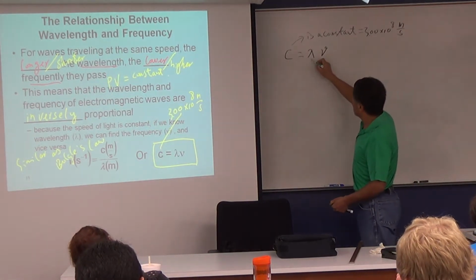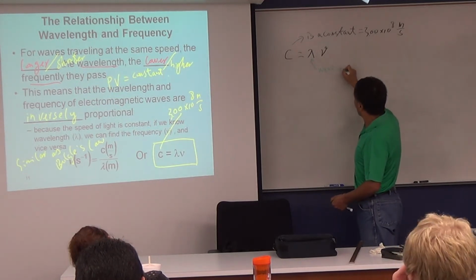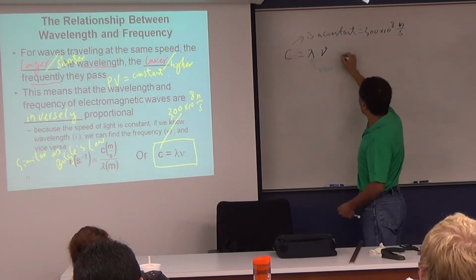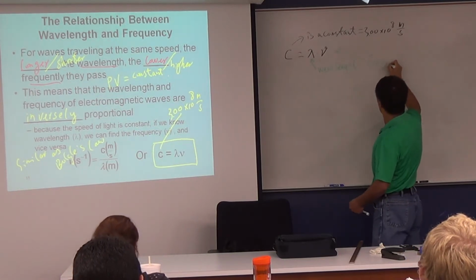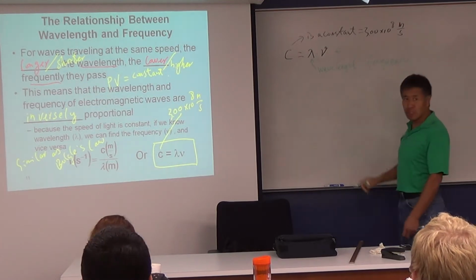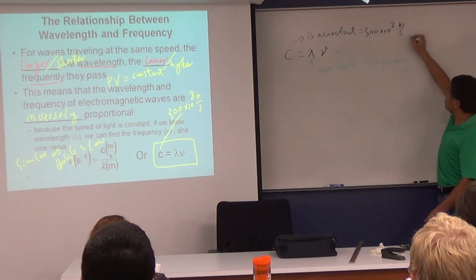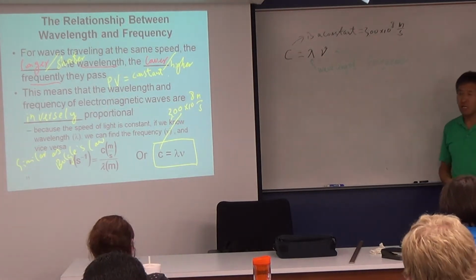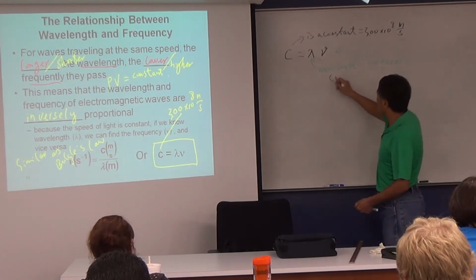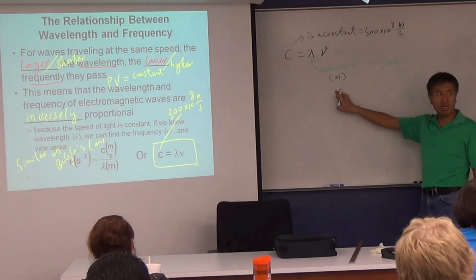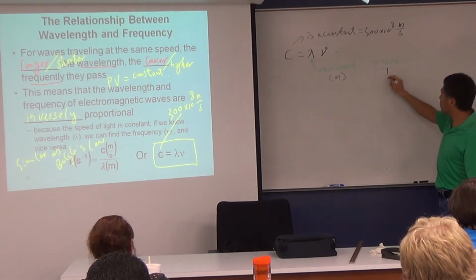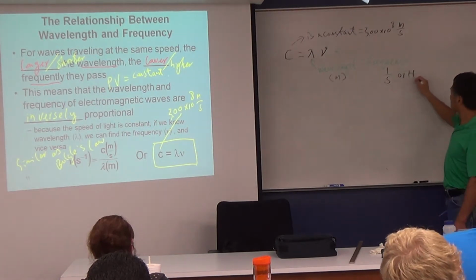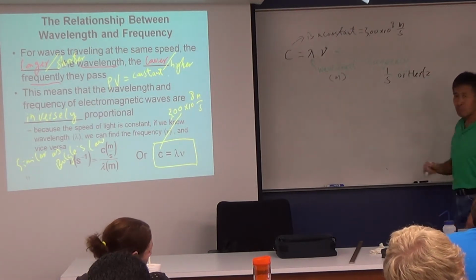And then this lambda is our wavelength, and then this nu will be our frequency. Okay? So if you use this unit for your speed of light, your wavelength should have this meter, and your frequency should be 1 over second. 1 over second, also called hertz.